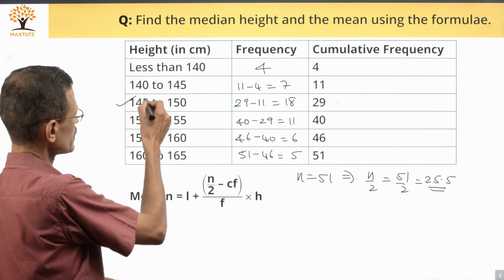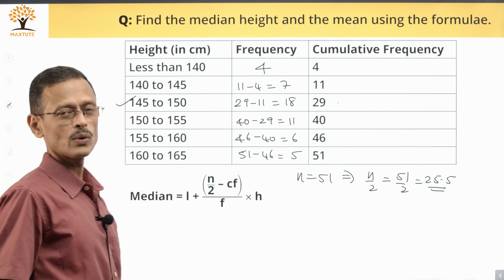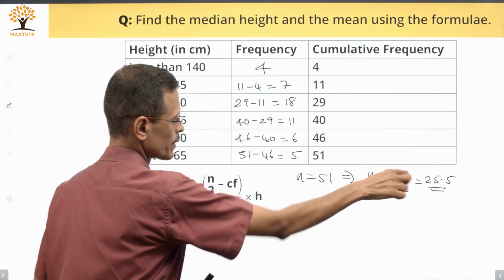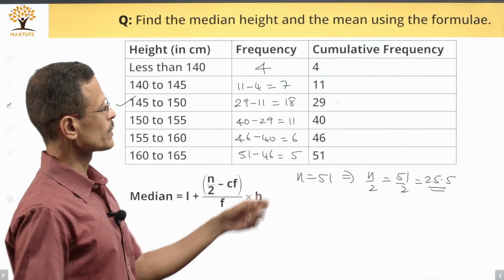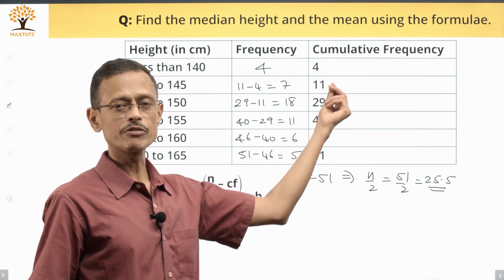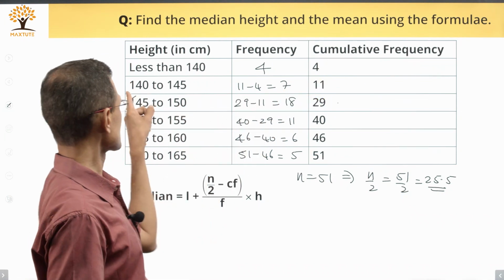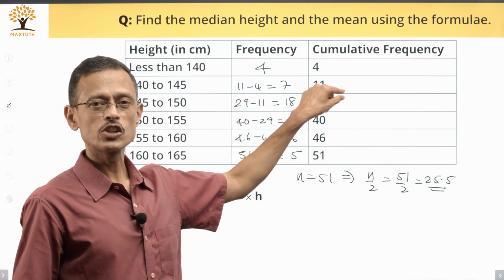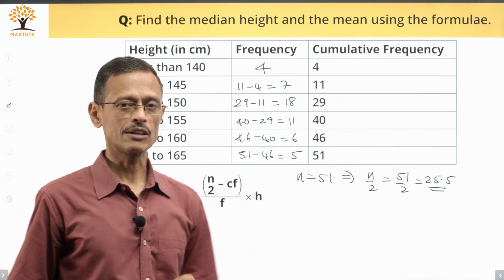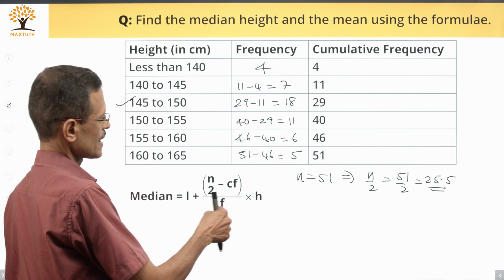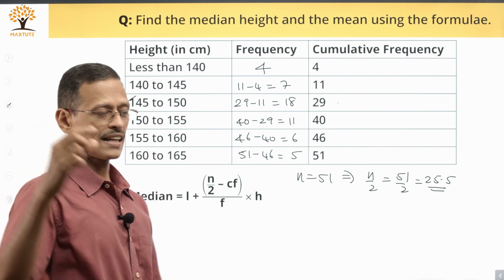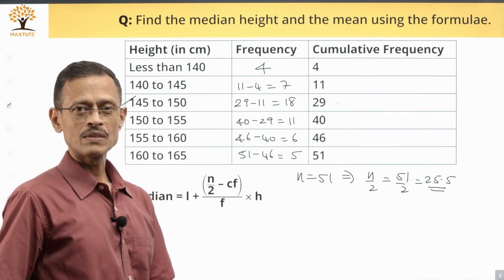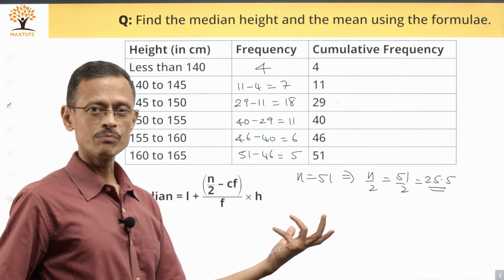The lower limit of the median class is your L, which is equal to 145. n by 2, we have computed to be equal to 25.5. Cf is the cumulative frequency of the class interval before that, which happens to be the class interval 140 to 145. The cumulative frequency at that level is equal to 11. f is the frequency of the class interval, which is equal to 18 in our case. h is the height of each class interval, which is essentially 5 for us. We're going to plug in all of these values and compute the value of the median.